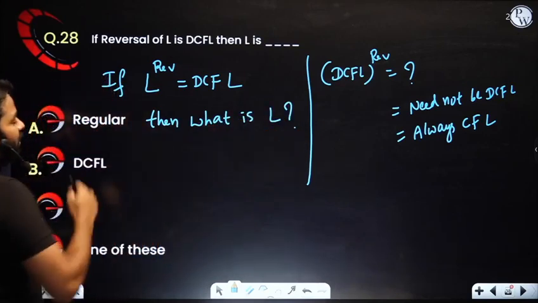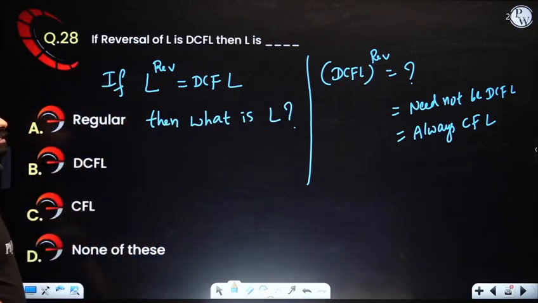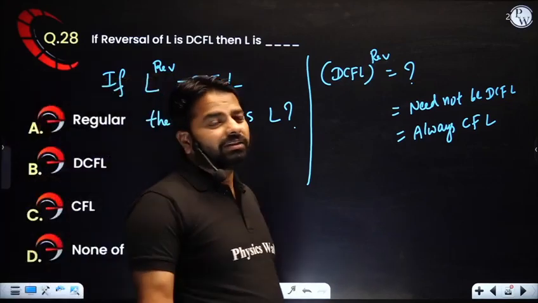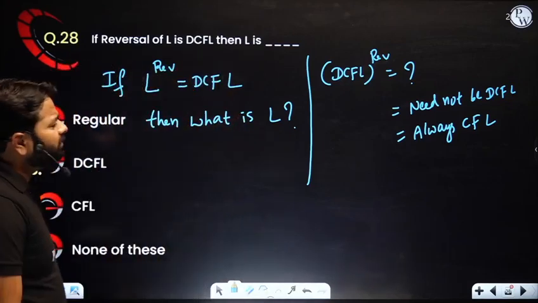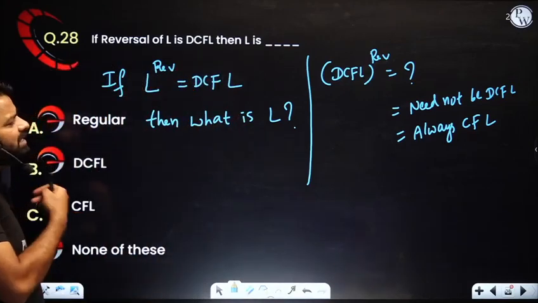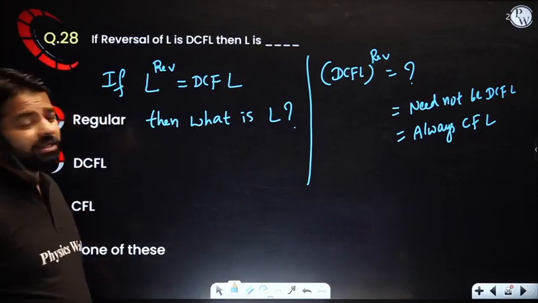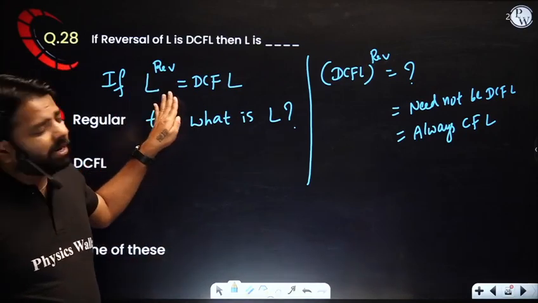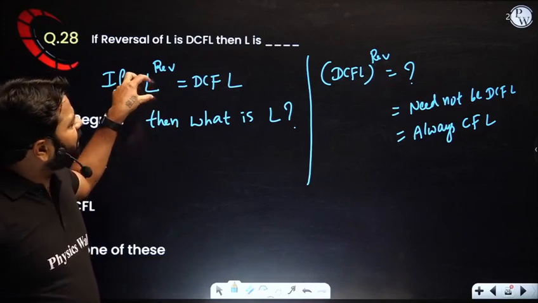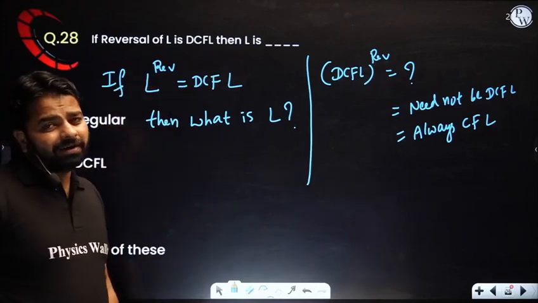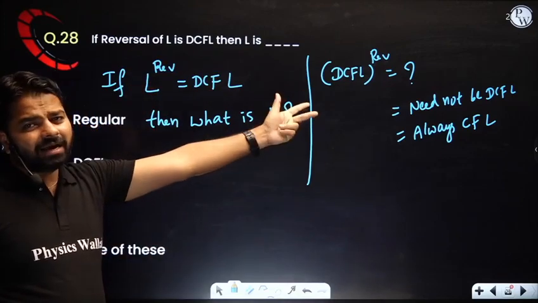Is it regular? Is it DCFL? Is it CFL? So this is what you need to think. Can you guarantee always DCFL? That's what I am asking. Is there any example? Not a DCFL reversal, you may get a DCFL. There only answer is there.